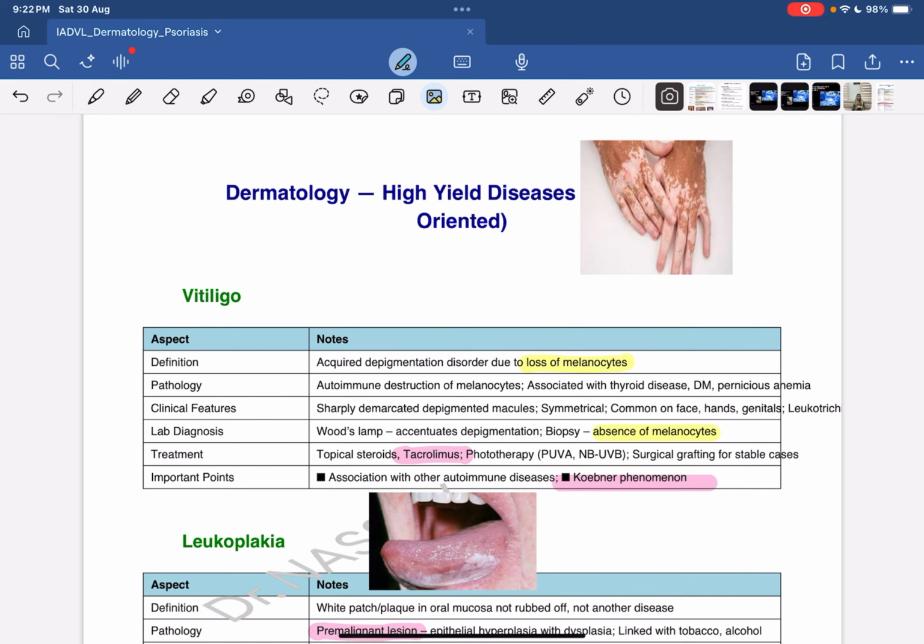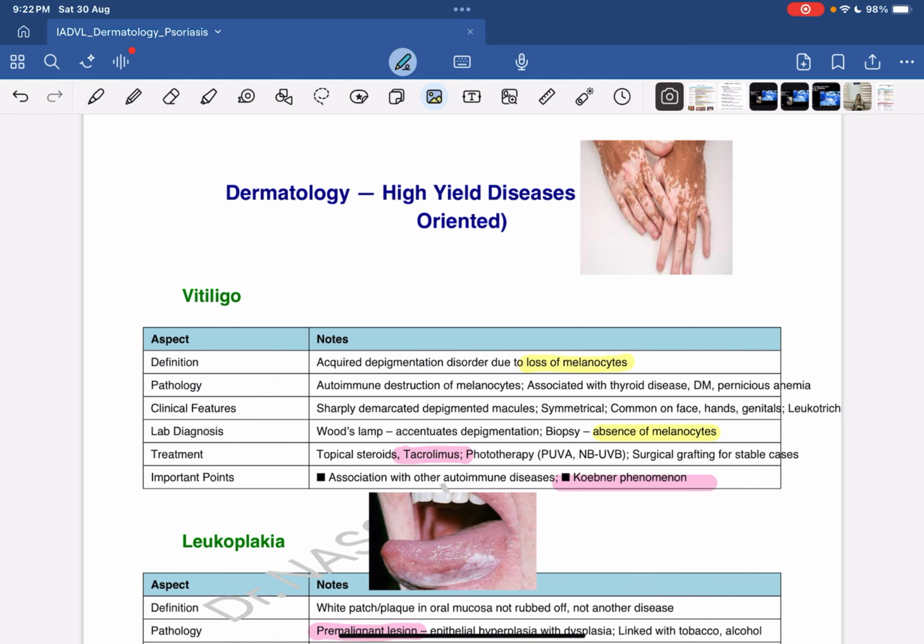The patient will present with sharply demarcated depigmented macules, which will be mostly symmetrical, common on face, hands, genitals. On Wood's lamp examination, there will be accentuated depigmentation. On biopsy, there will be absence of melanocytes. Treatment is topical steroids, mainly tacrolimus, mometasone cream, phototherapy, surgical grafting for stable cases.